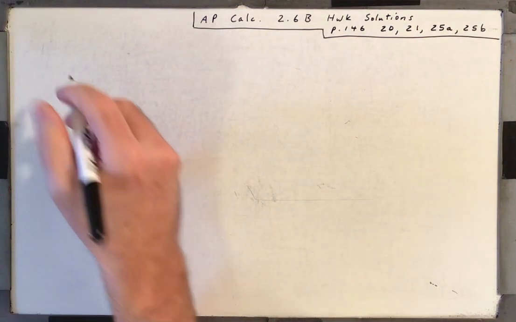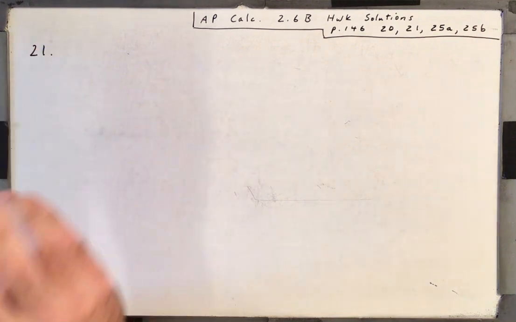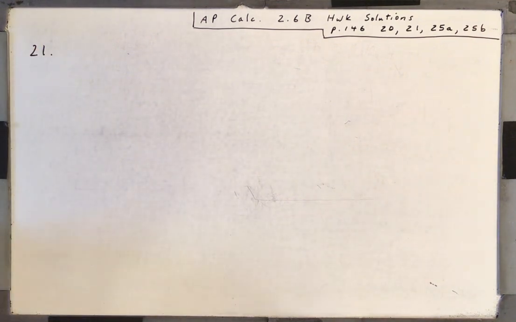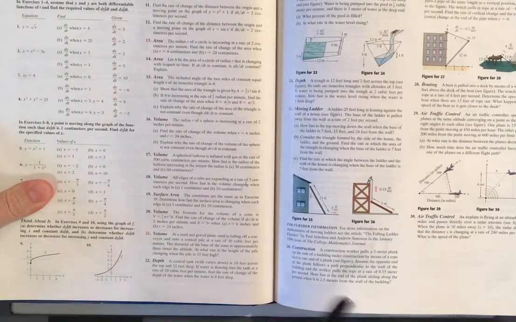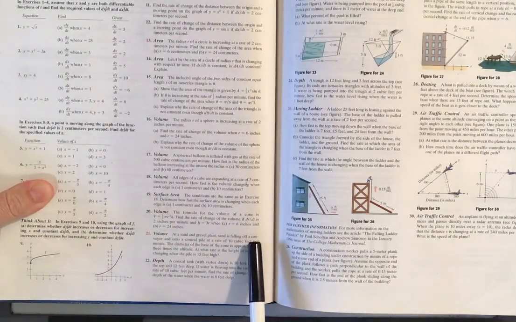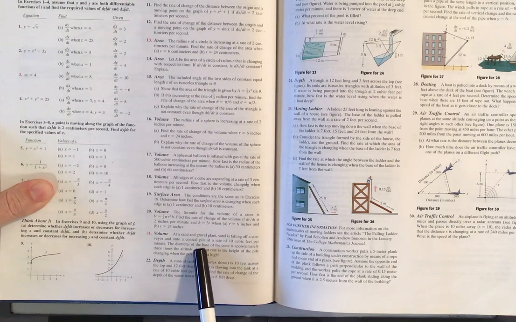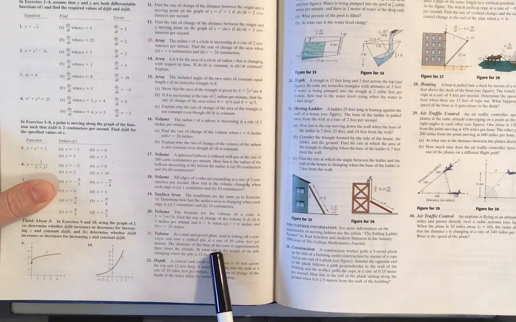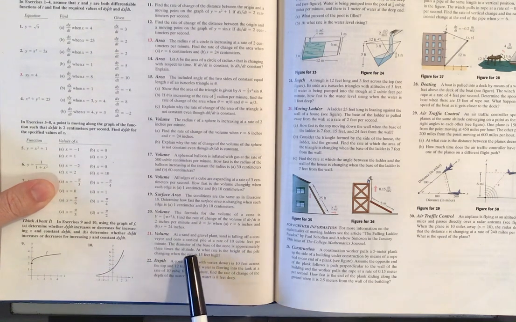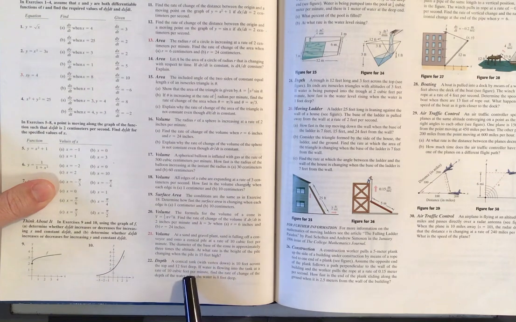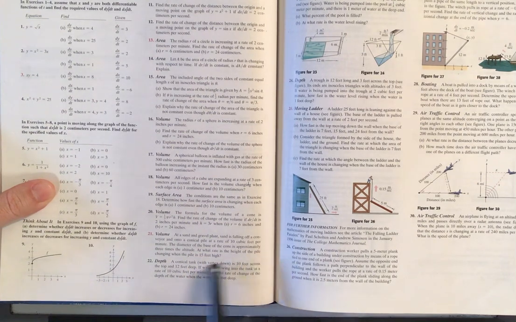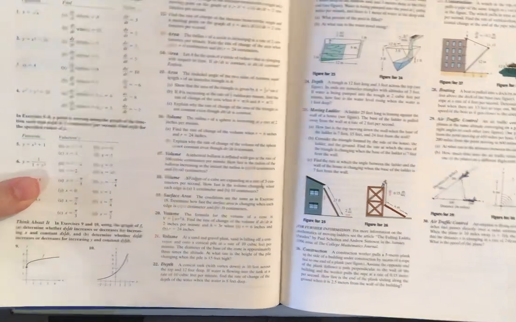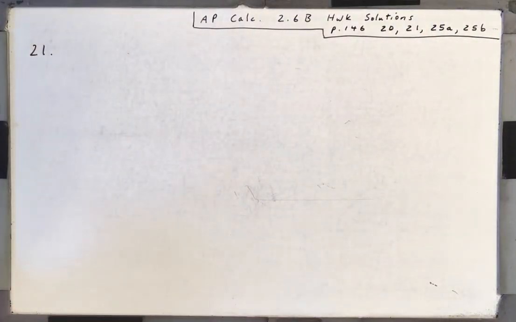Okay, 21 is another problem with a cone. That one says at a sand and gravel plant, sand is falling off a conveyor and onto a conical pile at a rate of 10 cubic feet per minute. The diameter of the base of the cone is approximately 3 times the altitude. So altitude is just the height. At what rate is the height of the pile changing when the pile is 15 feet high?